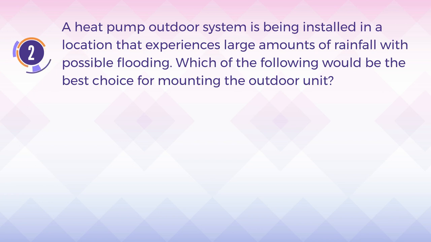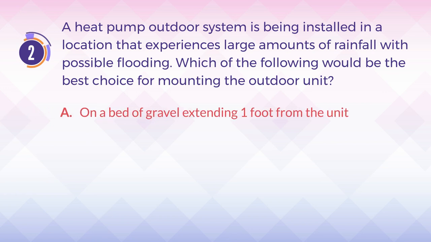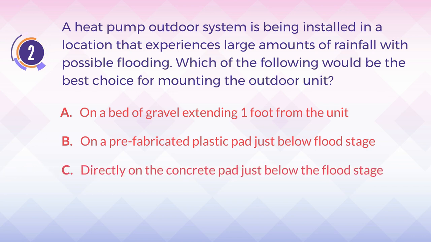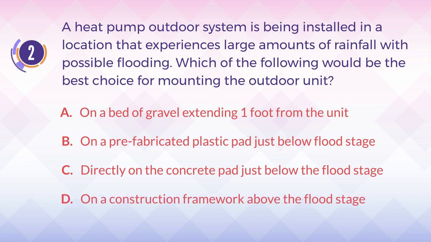Number 2. A heat pump outdoor system is being installed in a location that experiences large amounts of rainfall with possible flooding. Which of the following would be the best choice for mounting the outdoor unit? A. On a bed of gravel extending 1 foot from the unit. B. On a prefabricated plastic pad just below flood stage. C. Directly on the concrete pad just below the flood stage. D. On a construction framework above the flood stage.